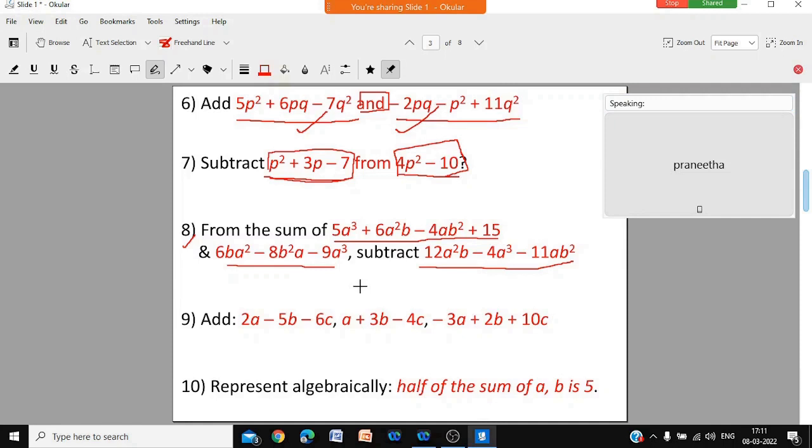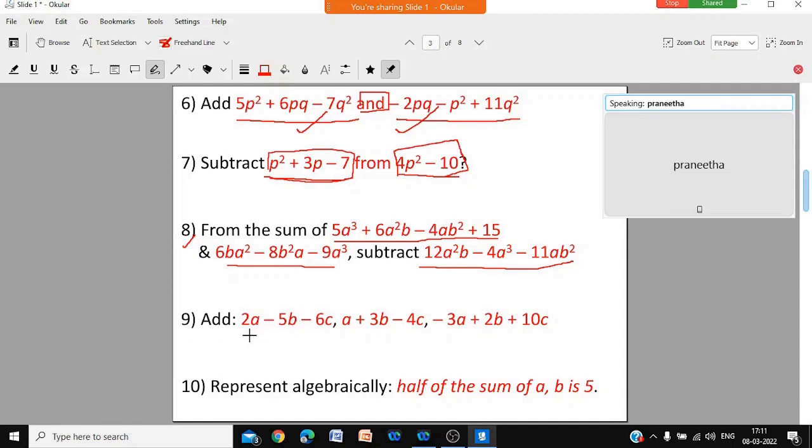Number 8, do it fast. If you are doing the rough work, you can do it in another sheet, or on the same page, draw a rough column. In number 8 you will write only the answer.